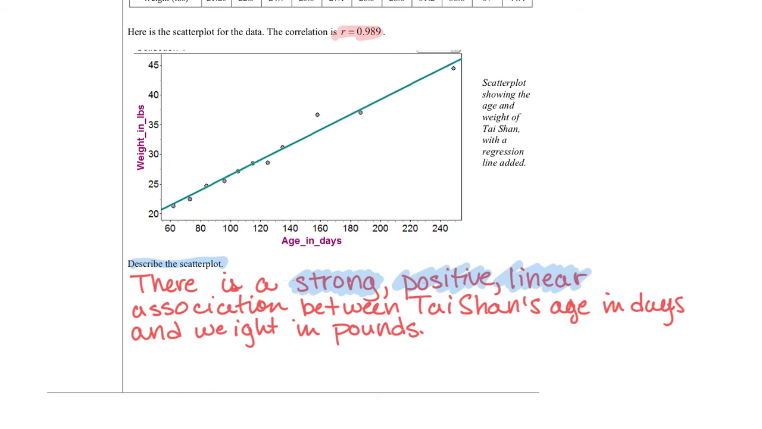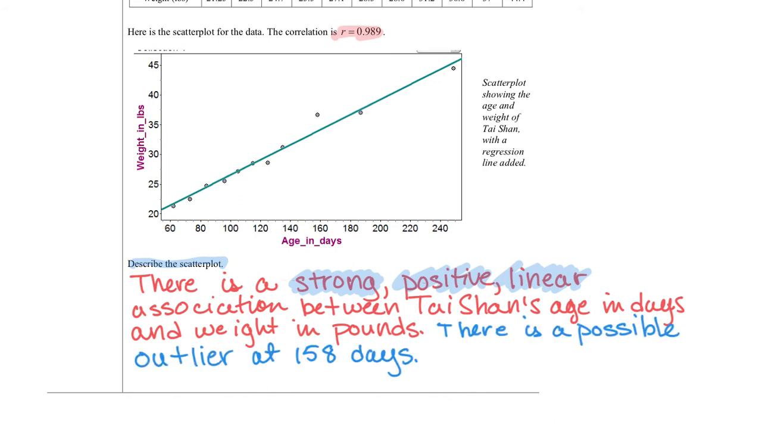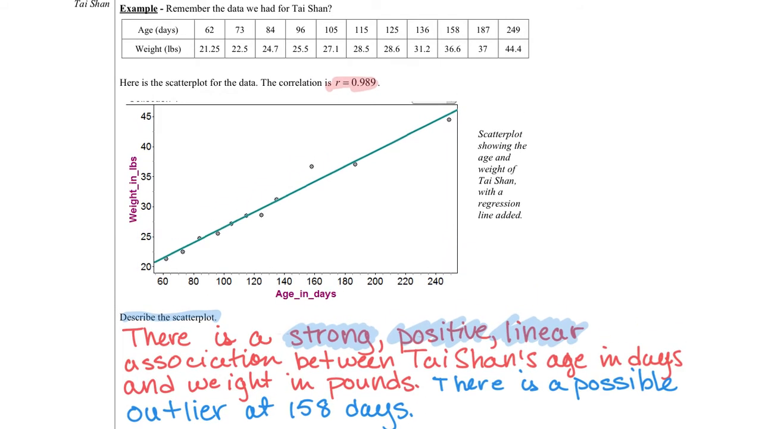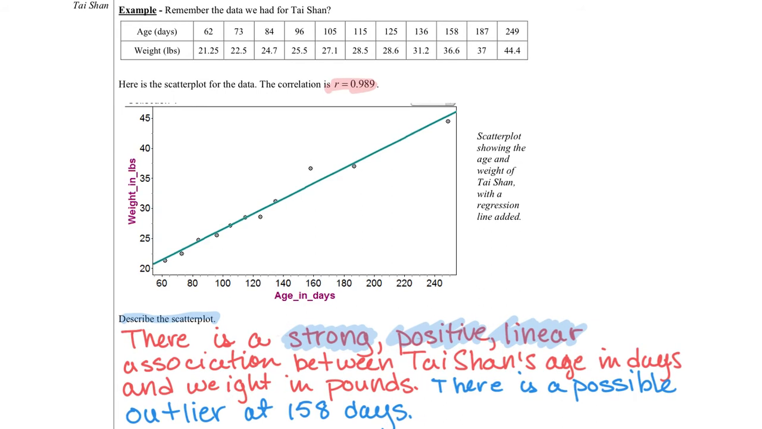And just so you know, you'll never actually have to calculate an outlier. You just need to mention it if you see one. Let's add to our description, there's a possible outlier at 158 days. So what I did, just look at the graph and then looked at my actual data. I could see that that happened around just above 35 pounds. So right about here. So that had to be the 158 days.